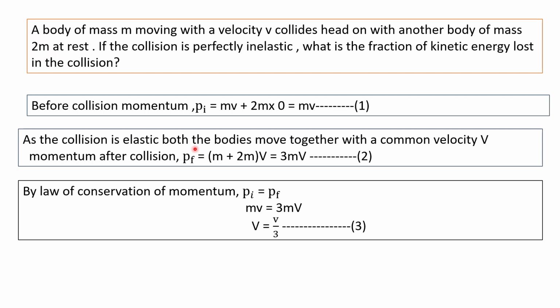As the collision is perfectly inelastic, the bodies move together with a common velocity V after collision. So Pf, the final momentum, equals m plus 2m into their common velocity V, that is 3m into V. By the law of conservation of momentum, the initial momentum must be equal to final momentum, that is Pi must be equal to Pf. Pi is mv and Pf is 3m into capital V. So capital V is equal to v by 3.